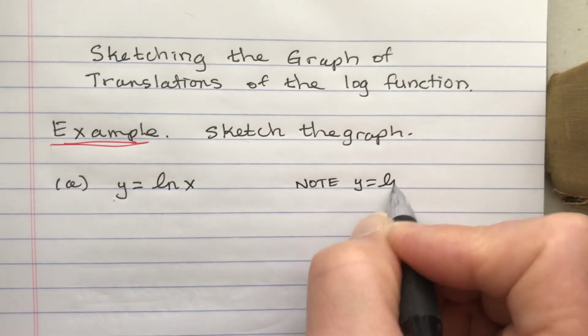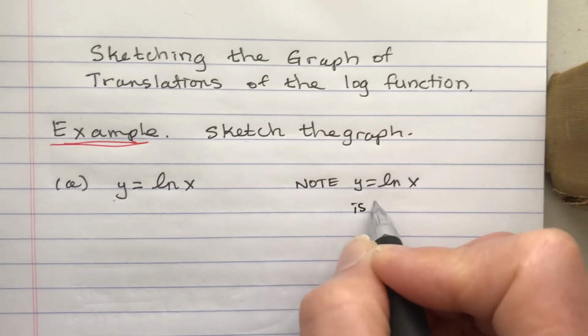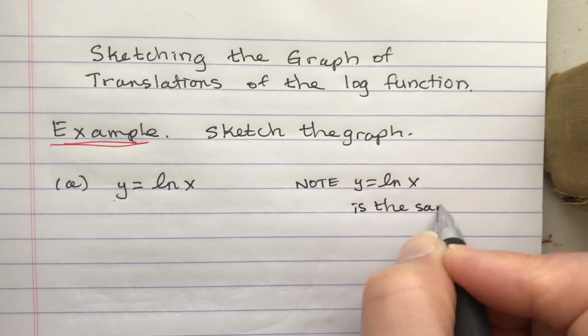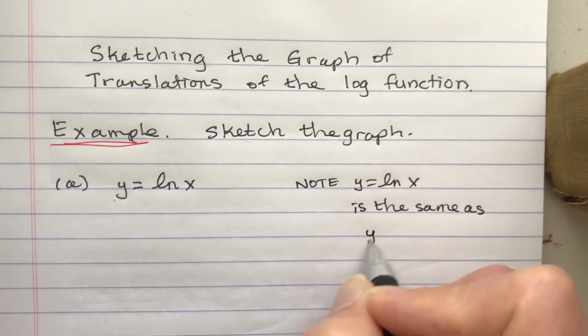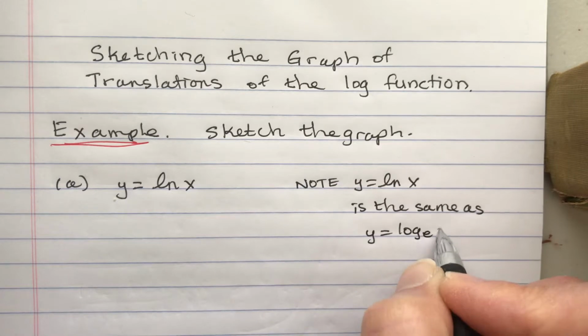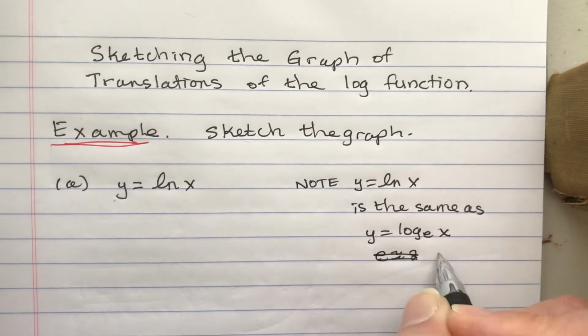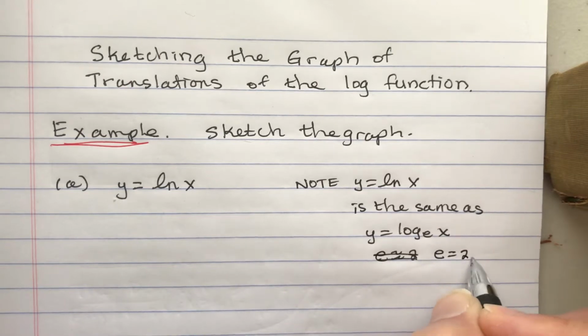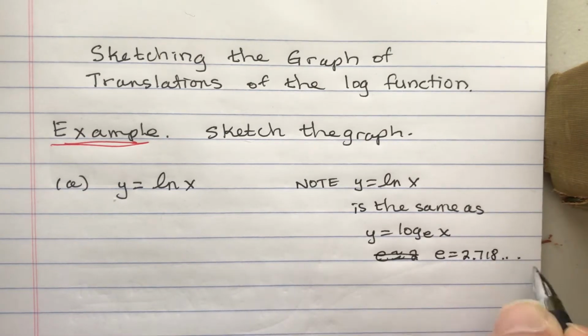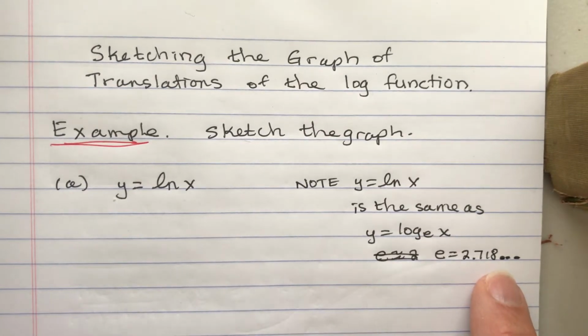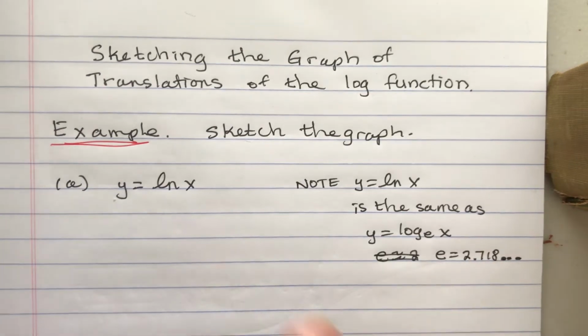y equals ln x is the same as y equals log base e of x. e is Euler's number, and it's around 2.718. So I'll write it like this, 2.718, and it keeps going with different digits without a pattern. There's no pattern. It's Euler's number. It's an irrational number.